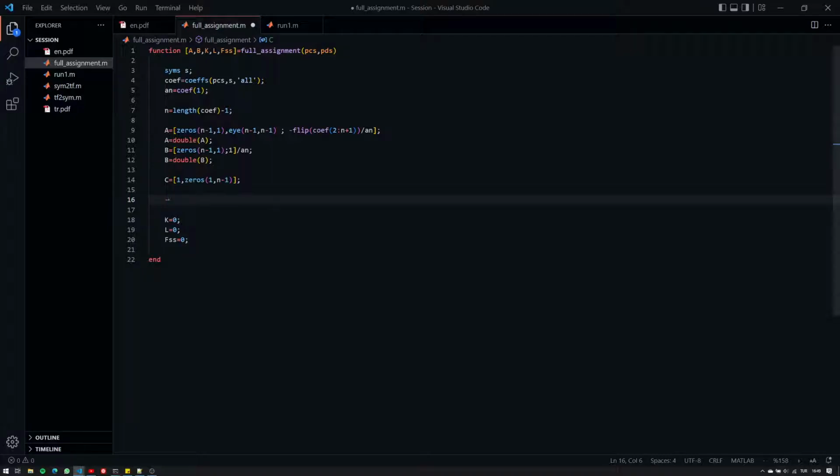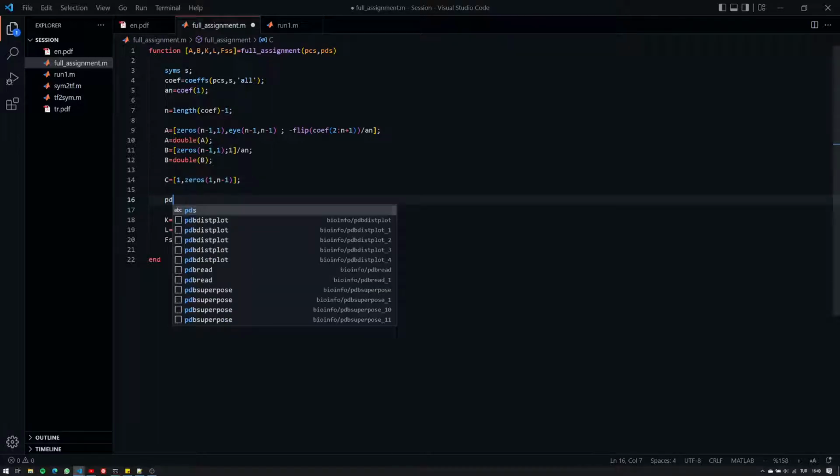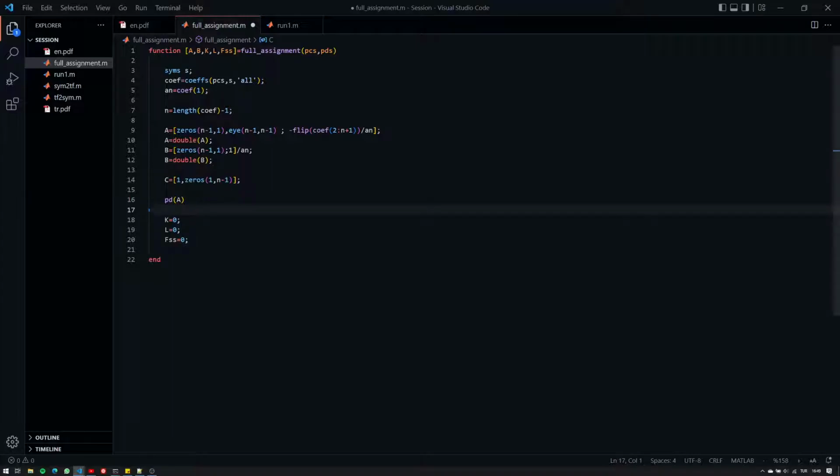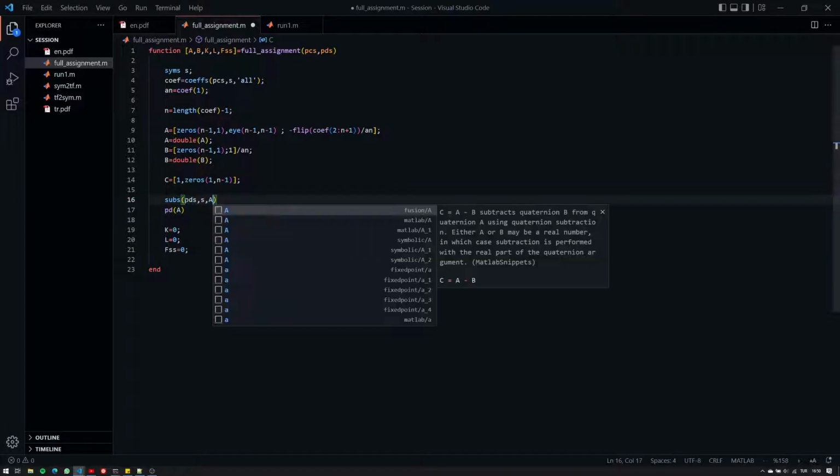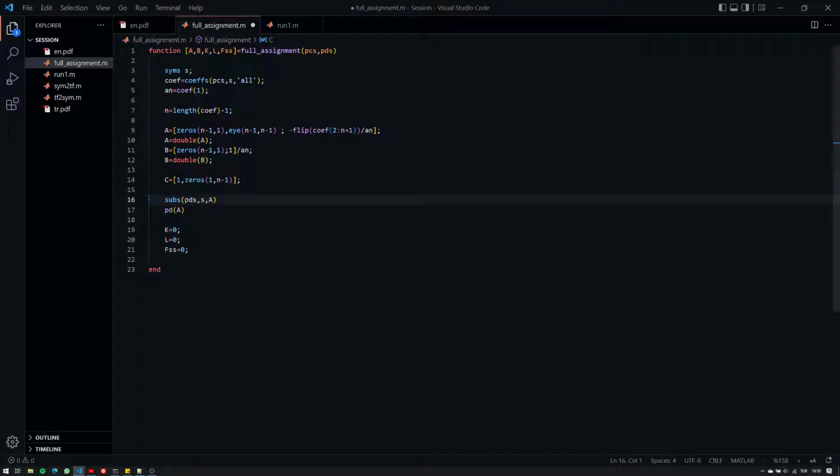So we are given a PDS, and the first thing that we need to do here is to convert this into PDA, sort of. So we are substituting A into S in PDS, because this is one term of the Ackermann formula that we are going to use. So therefore this is necessary. But if you recall, we have a function called subs here. And if we use PDS, S equals A, it will substitute A into S.